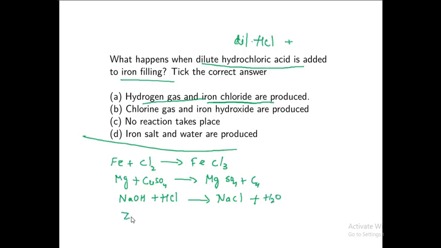Next reaction, zinc plus sulfur gives rise to zinc sulfate. So here, what will be the question? They ask which of the following equations is not balanced? You know how to balance the equation, right? Here the answer will be A. Fe plus Cl2 gives rise to, so this equation is not balanced here.